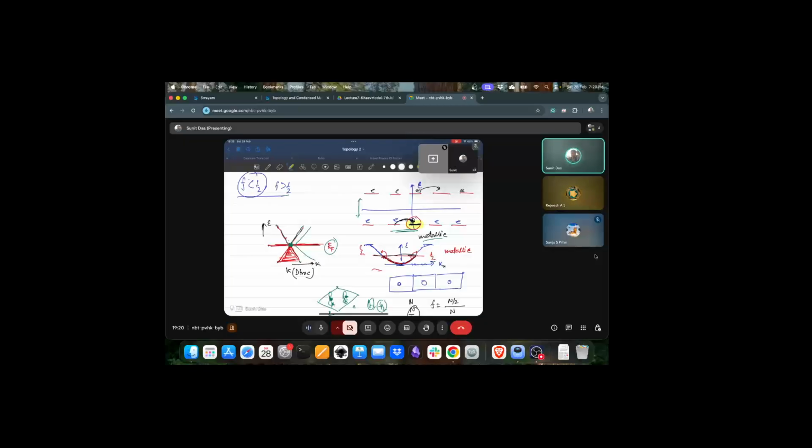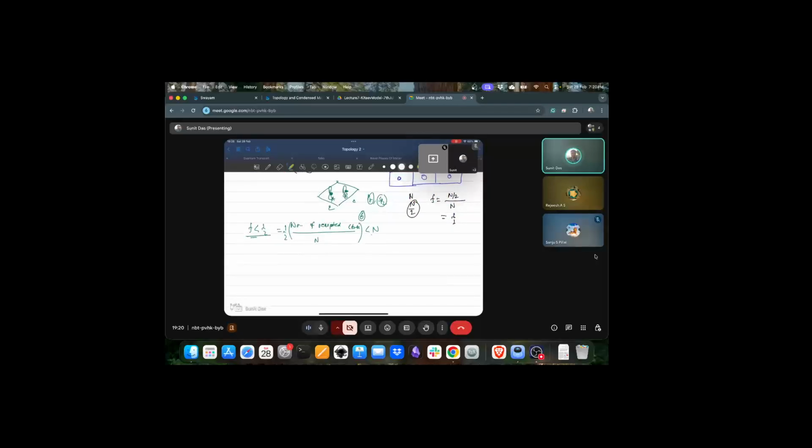So the electrons can hop here and then conduct electricity. That means it's a metallic state, right? So if you look at it in terms of band structure in K space, again this is just a rough way. The K space band structure will, let's say, look something like this. Okay, your Fermi energy somewhere looks like this.